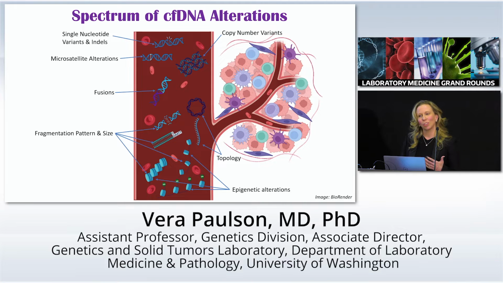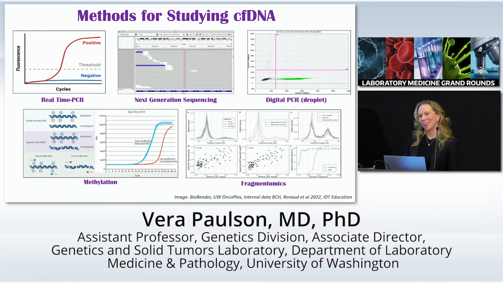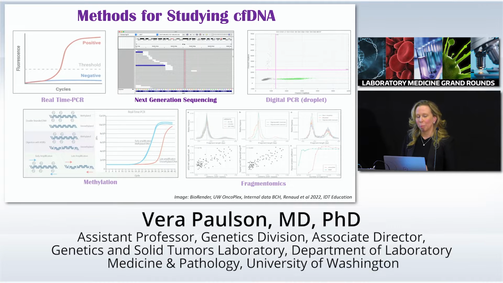But there's other things you can look at as well. The fragmentation patterns, the size, the epigenetic alterations, if there's methylation present, how that's changing the nucleosome footprint. What is the topology? Is it a double strand or a single strand, linear or circular? Obviously, this is what I like to focus on. And we have a lot of different methods for assessing these alterations. I'm going to focus on the next generation sequencing, but some of these others will come back up at the end.